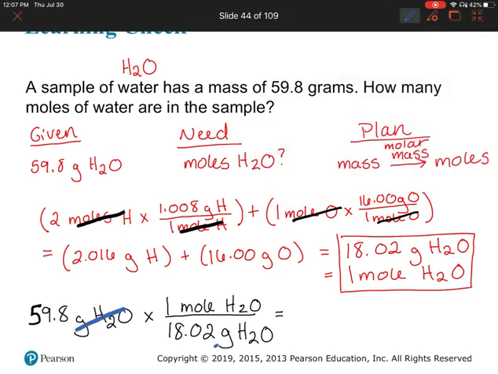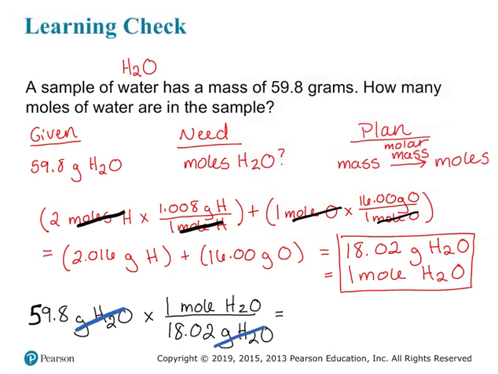Okay, so grams of H2O will cancel, and we're just dividing 59.8 by 18.02. So let's plug that into our calculators. Okay, so I get 3.3185, etc. moles of H2O. Now, how many sig figs should we have for our answer?